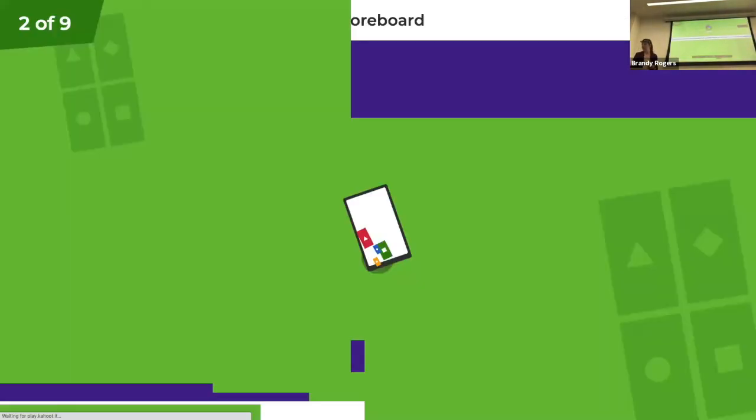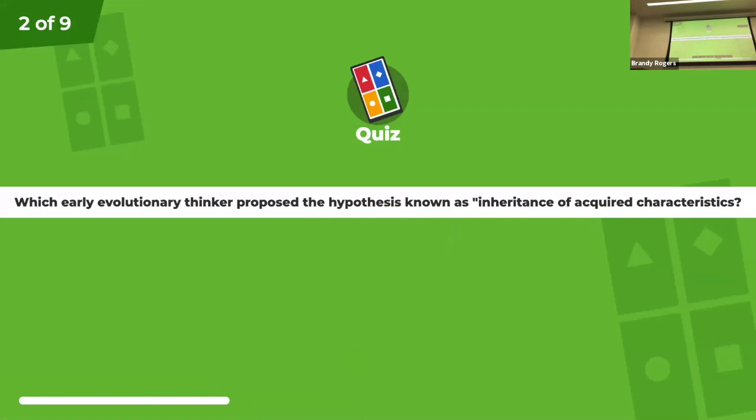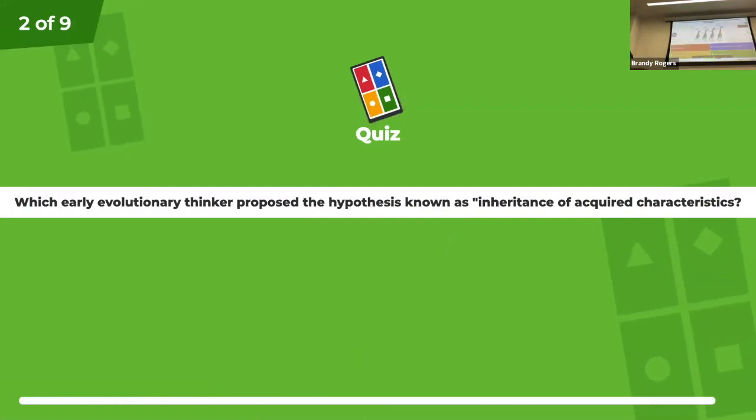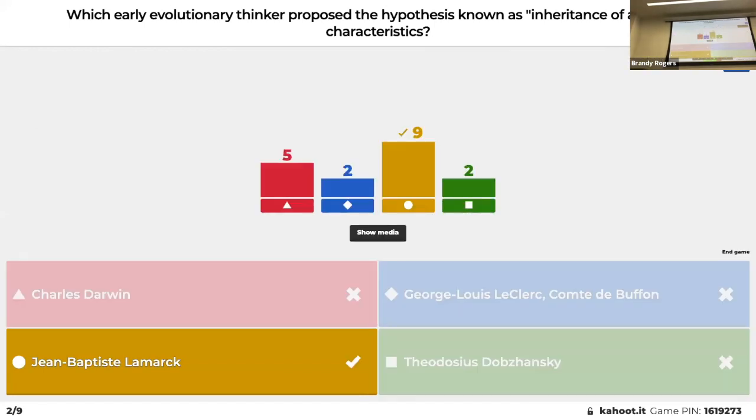All right, they're going to get harder. That one is a softball. Which early evolutionary thinker proposed the hypothesis known as inheritance of acquired characteristics? And the giraffes are a hint. Was it old Chuck D, Charles Darwin? Was it Leclerc? Was it Lamarck? Or was it Dozansky? Yeah, Lamarckian evolution, right? That was the guy who first proposed the mechanism for changing species over time. So he was a little bit off, but it was a good idea nonetheless. And he was significant because he was publishing on the topic.